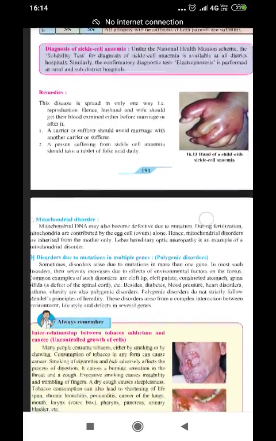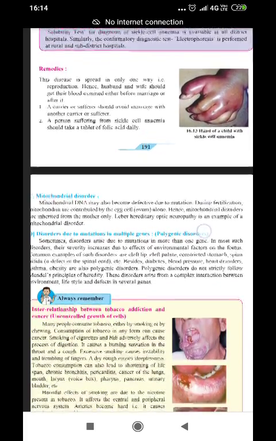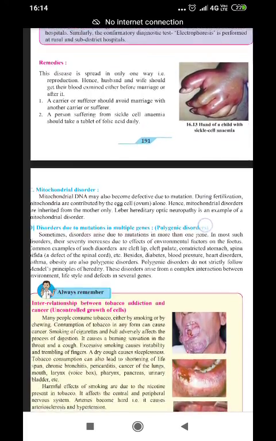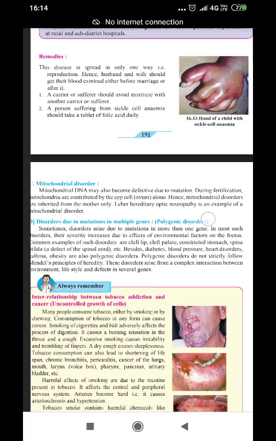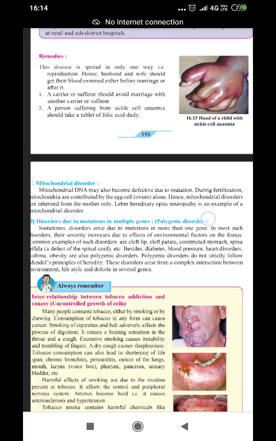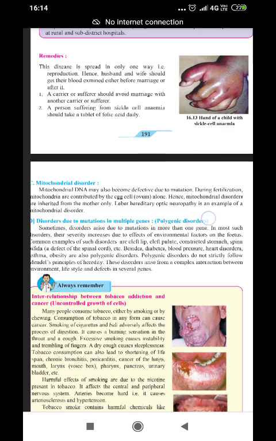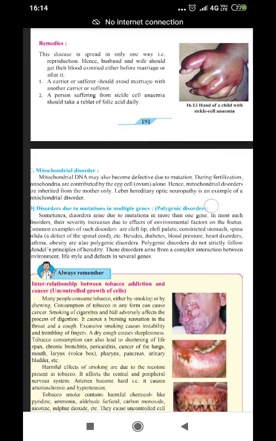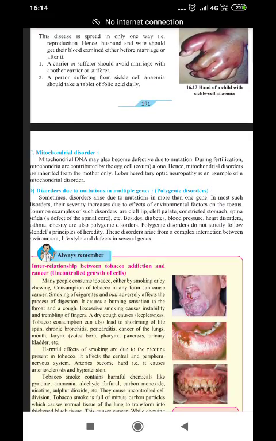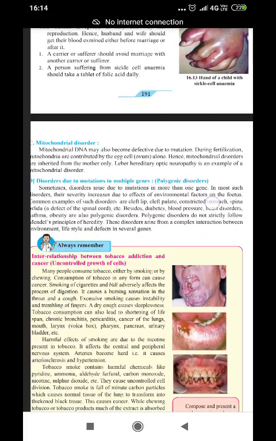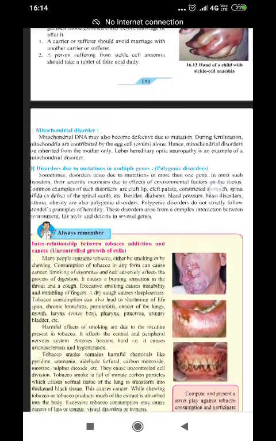Remedies. Now, what is the solution for it? The disease is spread only in one way, that is reproduction. Hence, husband and wife should get their blood examined either before marriage or after it. A carrier or sufferer should avoid marriage with another carrier or sufferer. A person suffering from sickle cell anemia should take a tablet of folic acid daily.